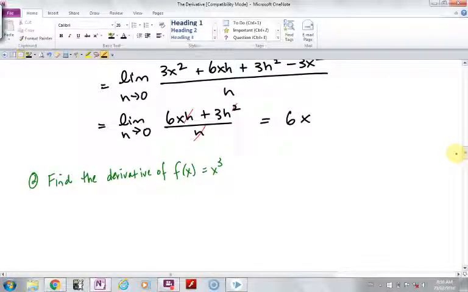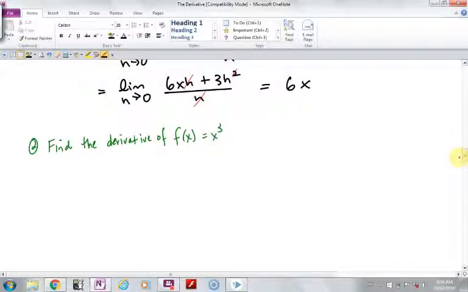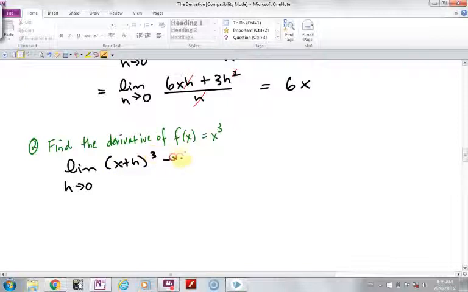Find the derivative of f of x when f of x equals x cubed. So we want the limit as h approaches 0 of (x plus h) cubed minus x cubed over h. Okay? So now you've got to expand (x plus h) cubed. So go ahead. Do the expansion. Subtract x cubed. Divide through by h. And take the limit as h goes to 0. What do you get here?